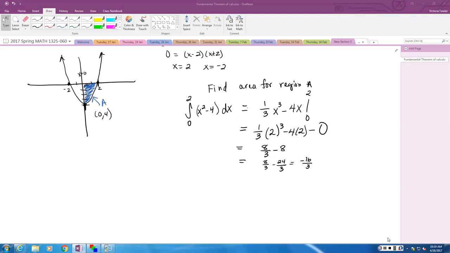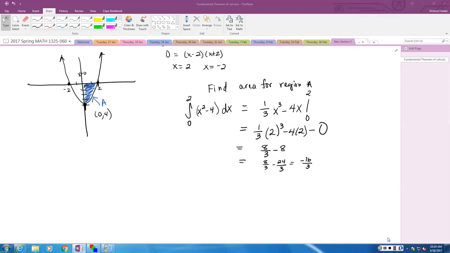Is that clear on how to set up a definite integral? I was given a function. I know how to take the antiderivative. I learned the fundamental theorem of calculus, so I know how to plug in my endpoints. We said when I plug in 0, the function just evaluates to 0. So then all I did is I plugged in the 2. I got 8/3 minus 8. So I got, hopefully you got the same thing, negative 16/3.